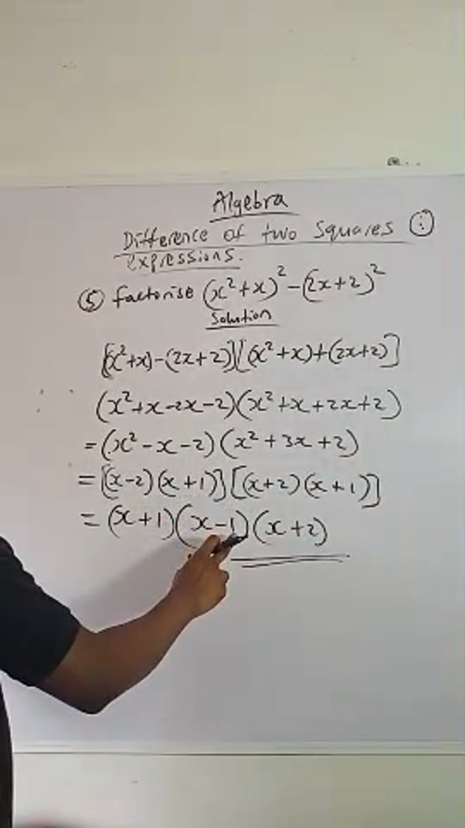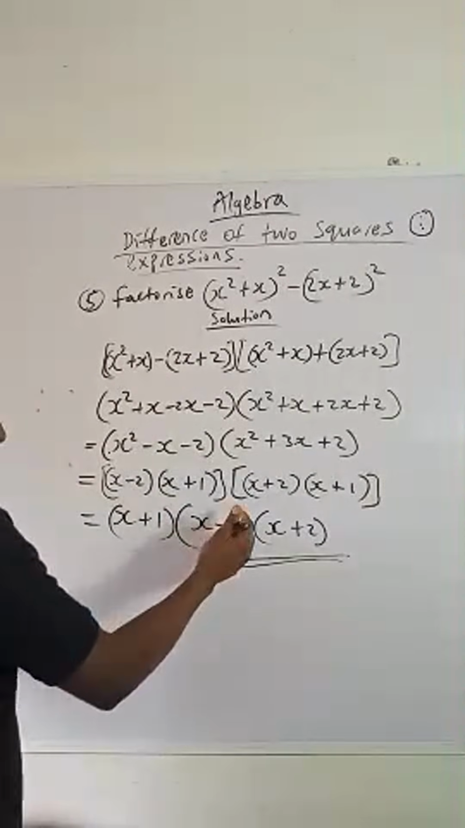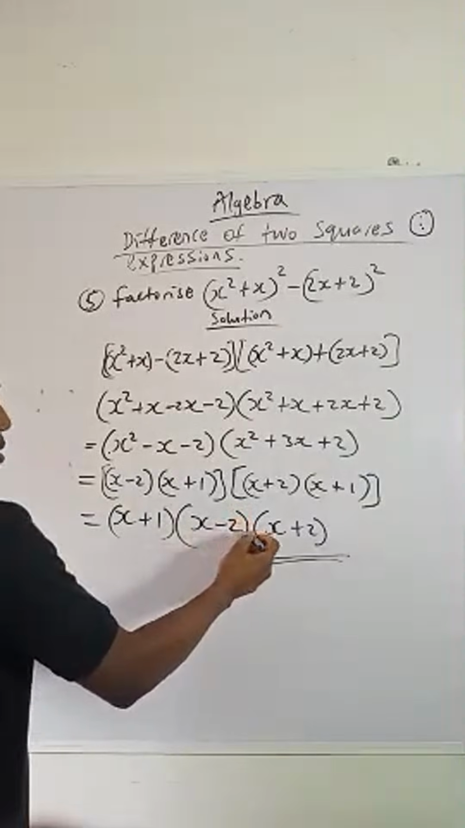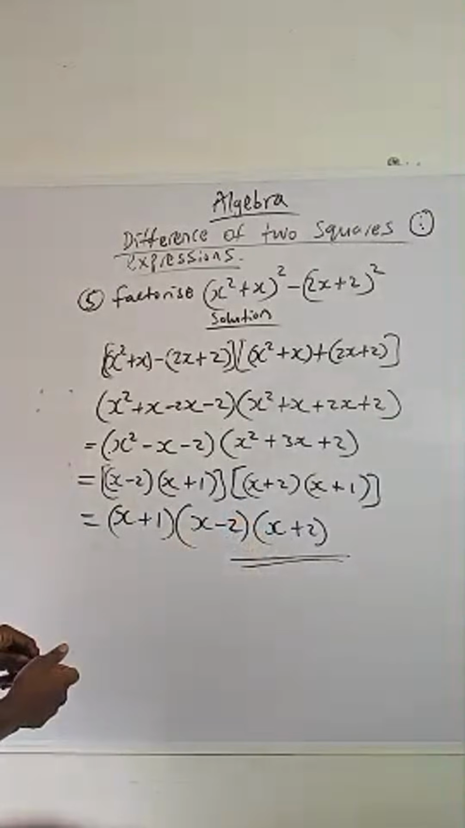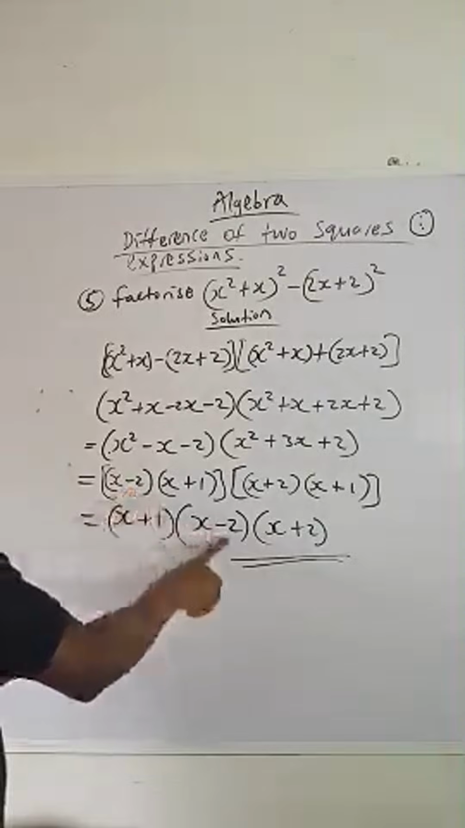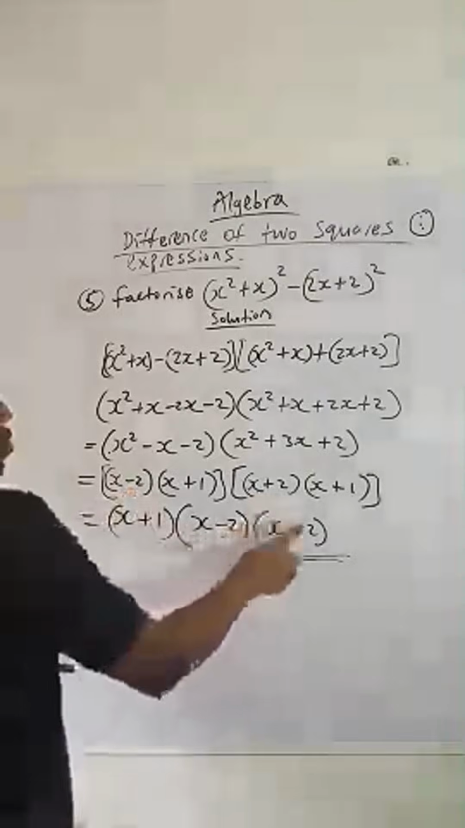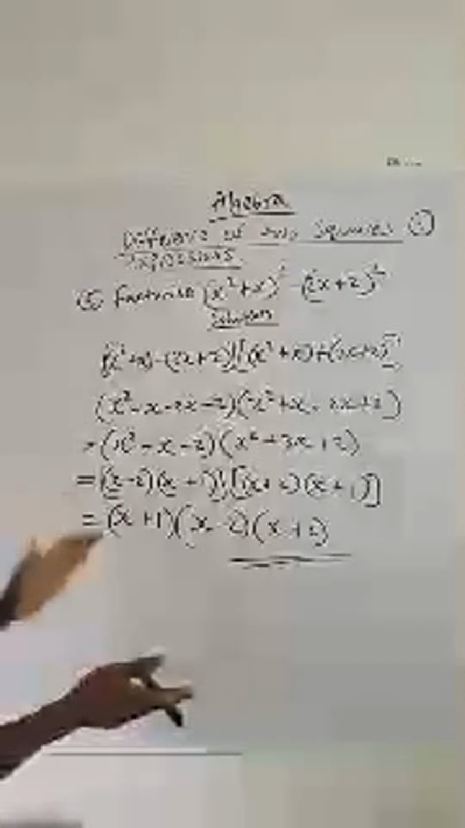Oh, thank you for that. That's x minus 2, right? Yes, thank you. X minus 2. Yeah, x minus 2. Yes, that's correct. And then x plus 2. Beautiful. So that's it. Okay? Great.